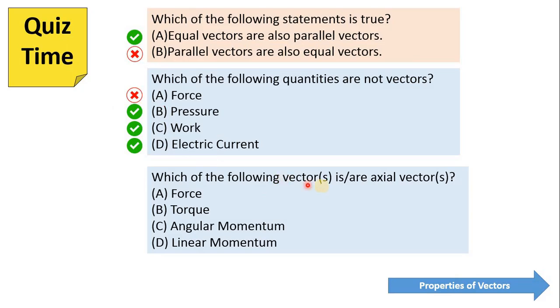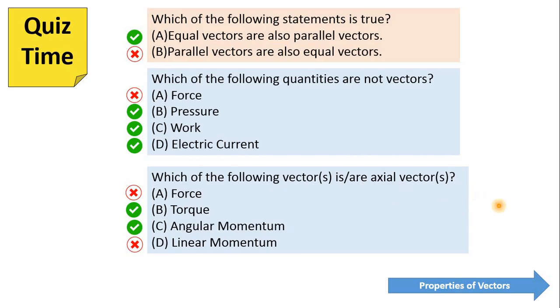Question 3. Which of the following vectors are axial vectors? Just now we discussed this. Here torque is an axial vector and angular momentum is also an axial vector, whereas force and linear momentum are not axial vectors. Okay, very well.